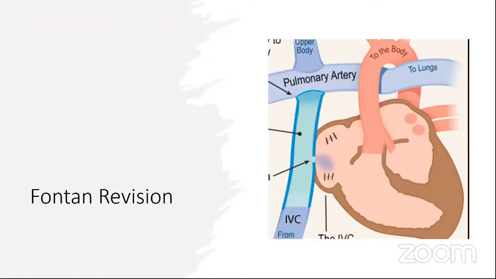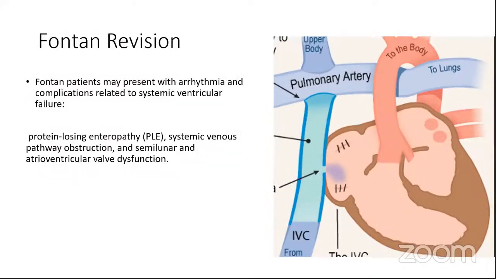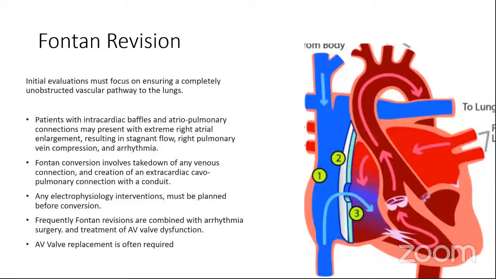Fontan revisions. Fontan patients may present with arrhythmia and complications related to systemic ventricular failure, protein losing enteropathy, systemic venous pathway obstructions, and semilunar and atrioventricular valve dysfunction. Initial evaluations must focus on ensuring a completely unobstructed vascular pathway to the lungs.